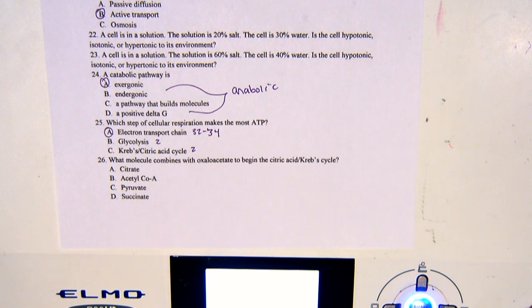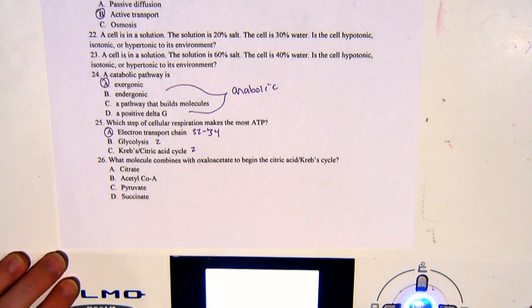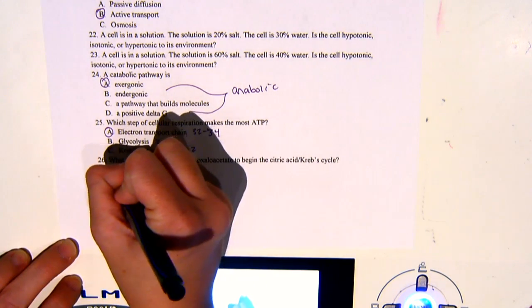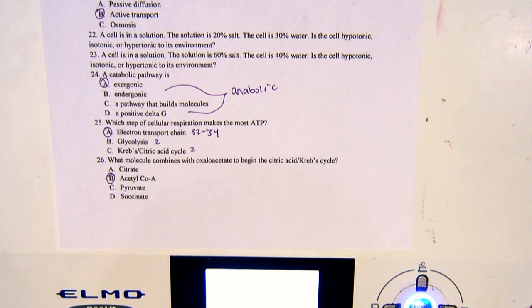26. What molecule combines with oxaloacetate to begin the citric acid and the Krebs cycle? This is going to be our acetyl-CoA. So you might be tempted to pick pyruvate, but remember, before the Krebs cycle started, we converted our 2 pyruvate to 2 acetyl-CoA.